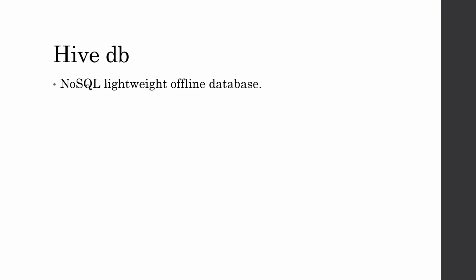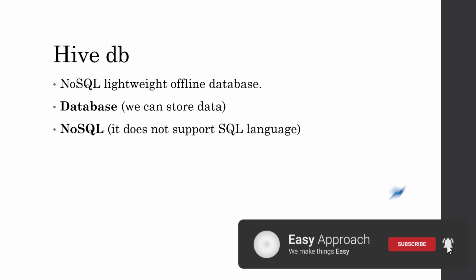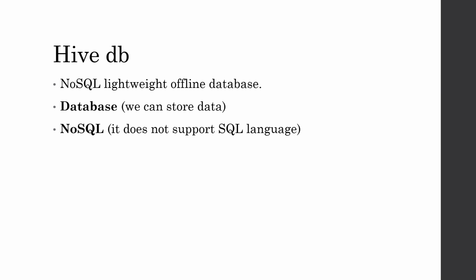Hive database is a NoSQL lightweight offline database. Let me break it down for you. First of all, it's a database. It means we can store data in it. Secondly, it's a NoSQL database. It means it does not support SQL language, yet it provides its own way of performing CRUD operations.